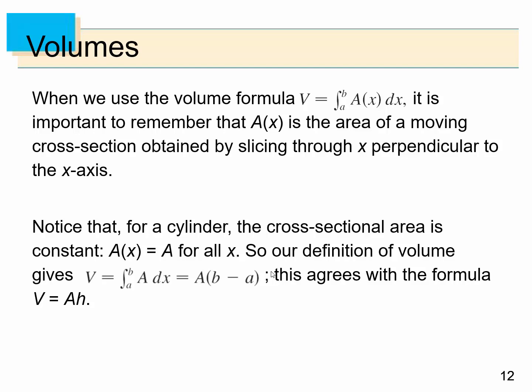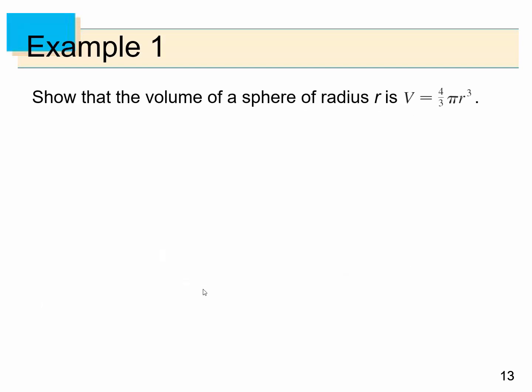Now, one thing to keep in mind is that for a cylinder, the cross-sectional area is constant. So our definition of volume can really just come down to A times (b minus a), right, when we do the integration. And this agrees with the formula because then you just get b minus a, which is your height, because you're going from a to b, basically from the bottom of your cylinder to the top, and so that distance is going to be the height. So this all intuitively makes sense.